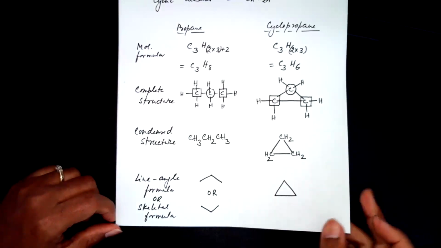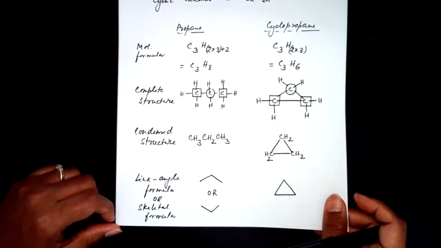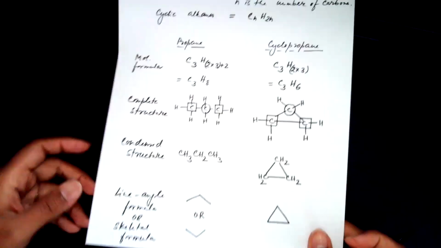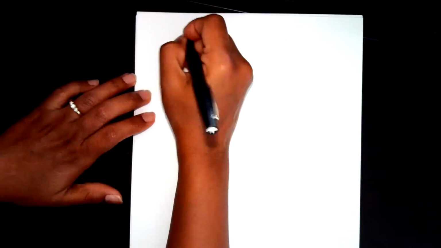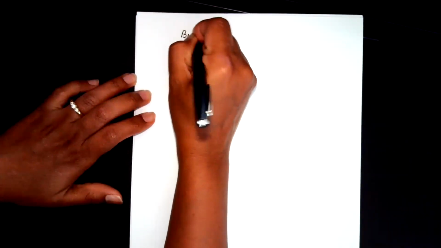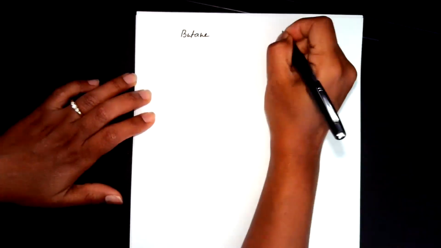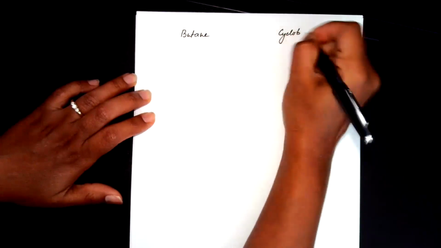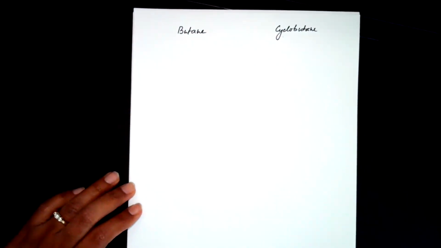We can do one more. We can do a cyclobutane and a butane, which would be 1 level up from what we just did. So we could do a butane cyclobutane comparison. We know butane should be 4 carbons long.